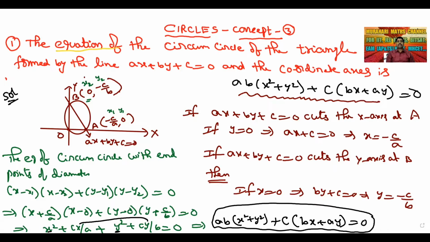The equation of the circumcircle of the triangle formed by the line ax plus by plus c equals 0 and the coordinate axes. What is the answer? ab times (x square plus y square) plus c times (bx plus ay) equal to 0.